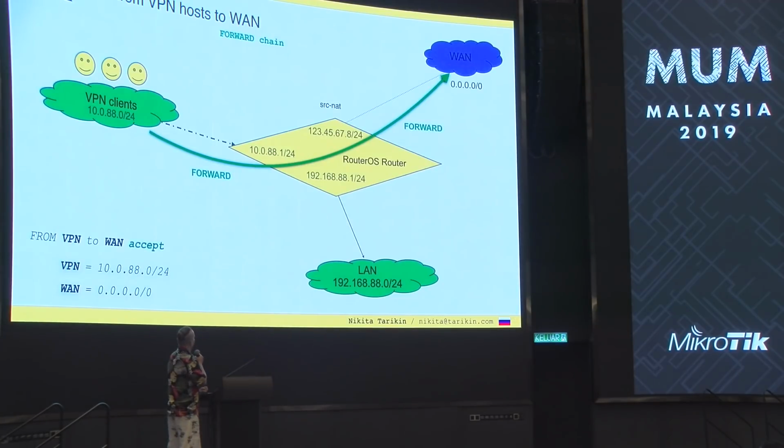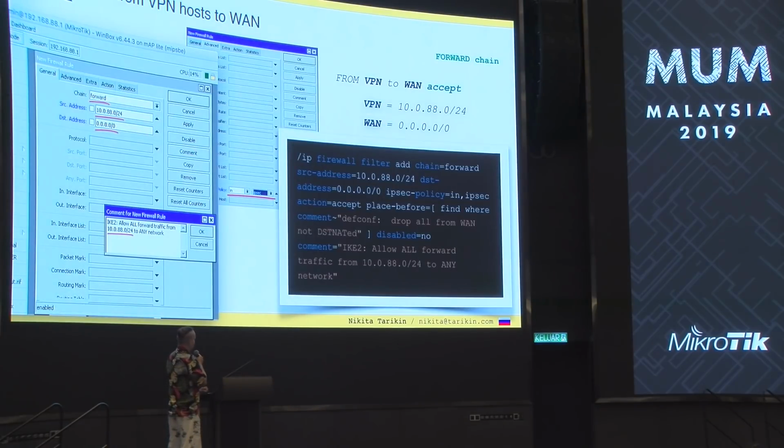And also we want to allow traffic from VPN clients to the internet. So it's a forward chain also. And we allow it with the same rule. And yeah, destination address any. It's not a good security practice, but it's simple.